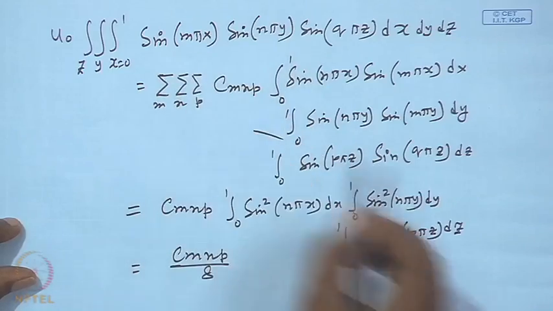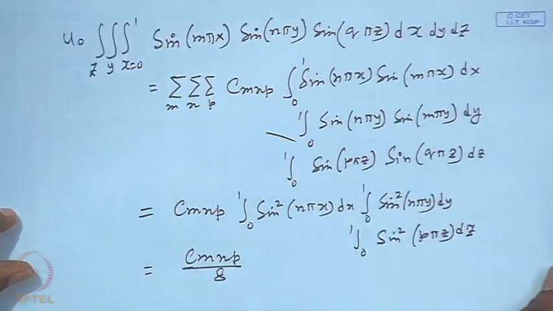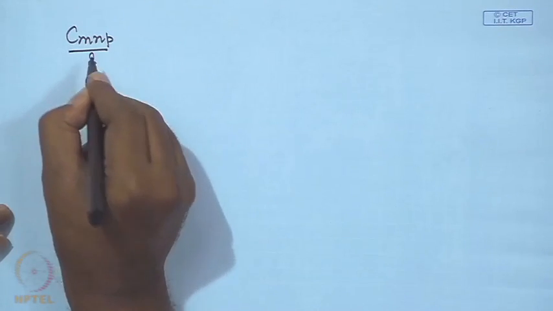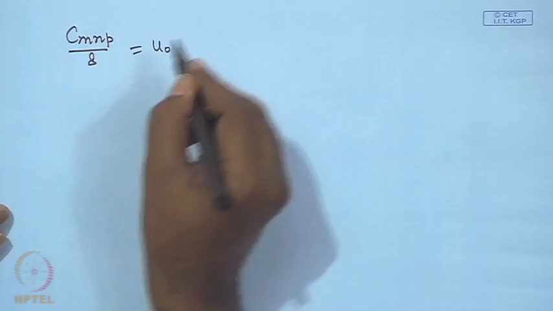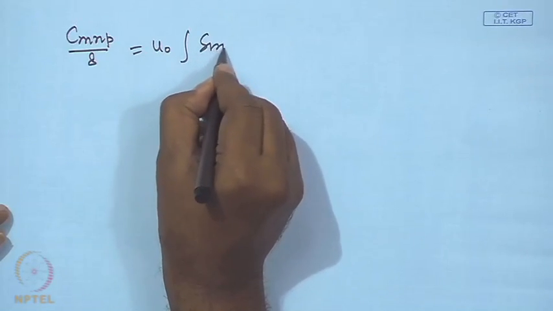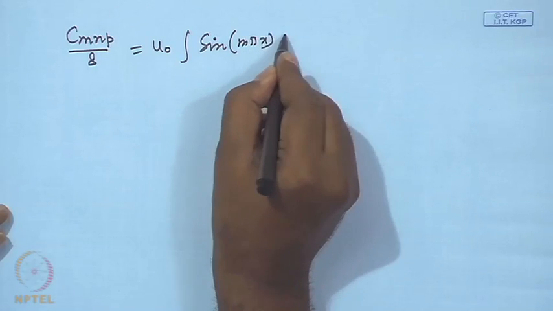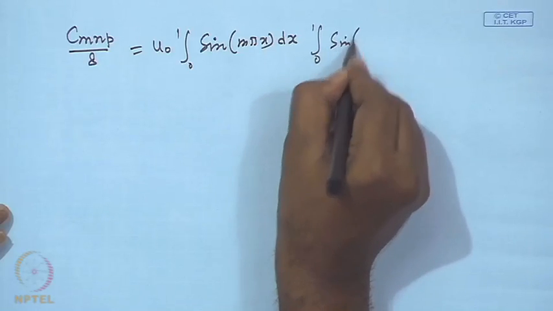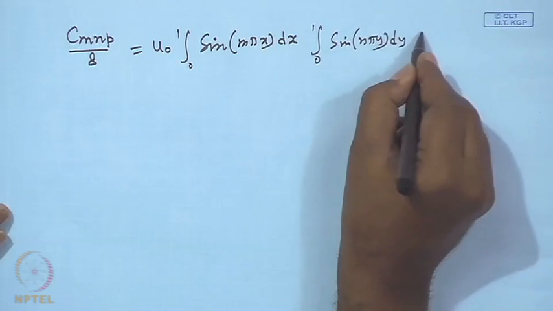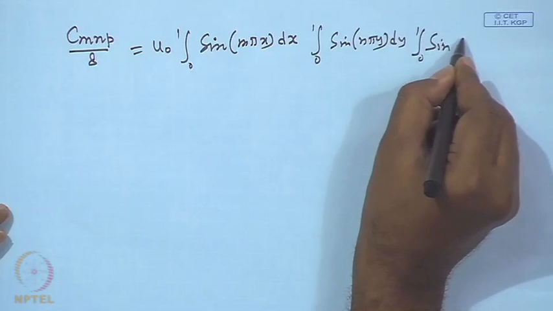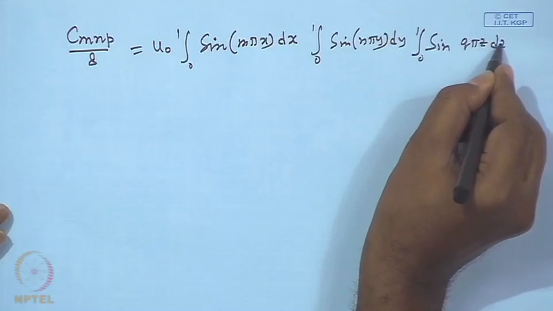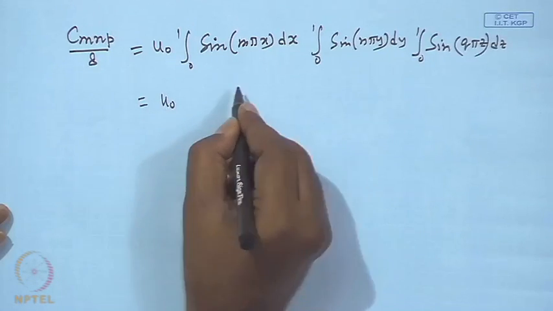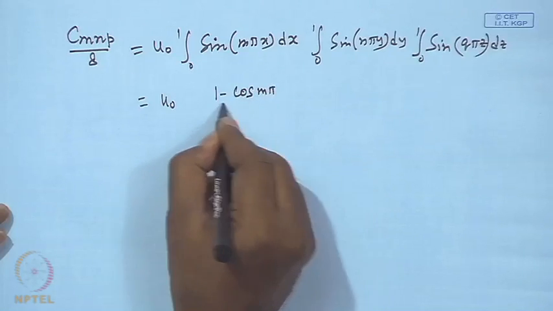And let us look at what is the value on the left hand side. So, C m n p divided by 8 should be equal to u naught, integral 0 to 1 sin m pi x dx, integral 0 to 1 sin n pi y dy, 0 to 1 sin q pi z dz. We have already seen this one. This is nothing but 1 minus cosine m pi divided by m pi.